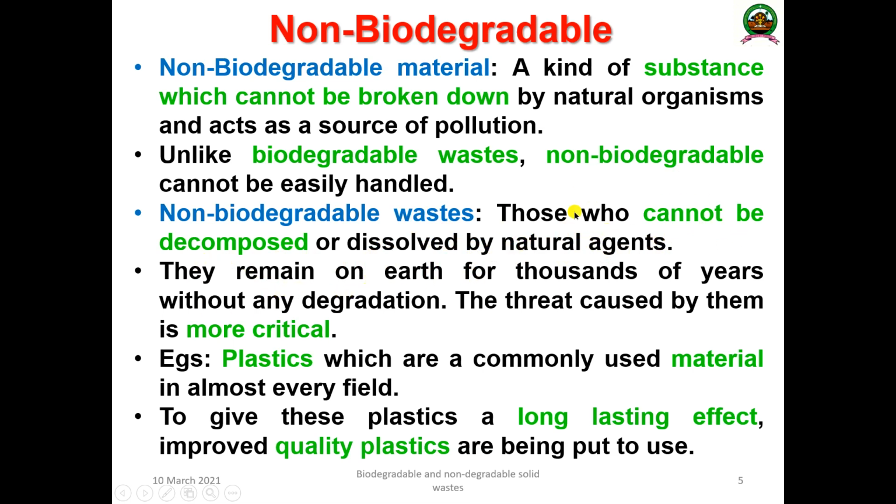So it remains on the earth and in the ecosystem for several years without any degradation, and it causes several threats in the food chain and food web, causing a lot of problems to the ecosystem, the aquatic ecosystem, lithosphere and hydrosphere, and that constitutes biomagnification. Example: plastics, especially microplastics, nowadays the most potent problem worldwide.